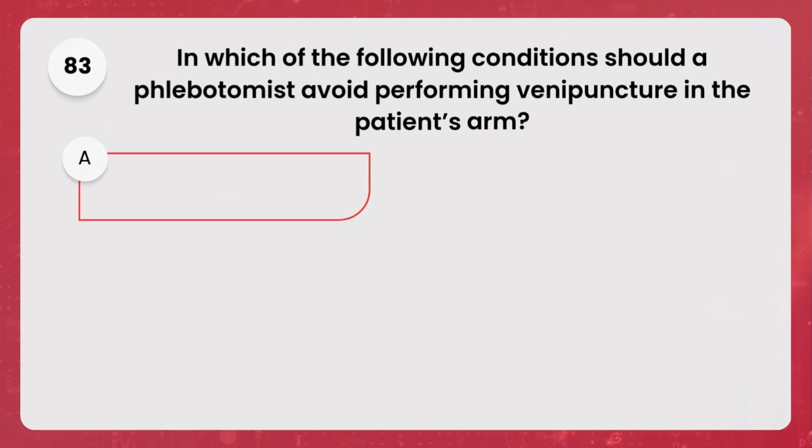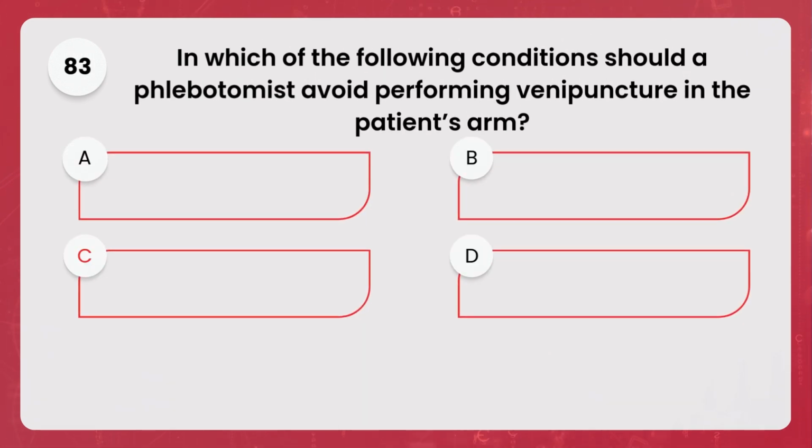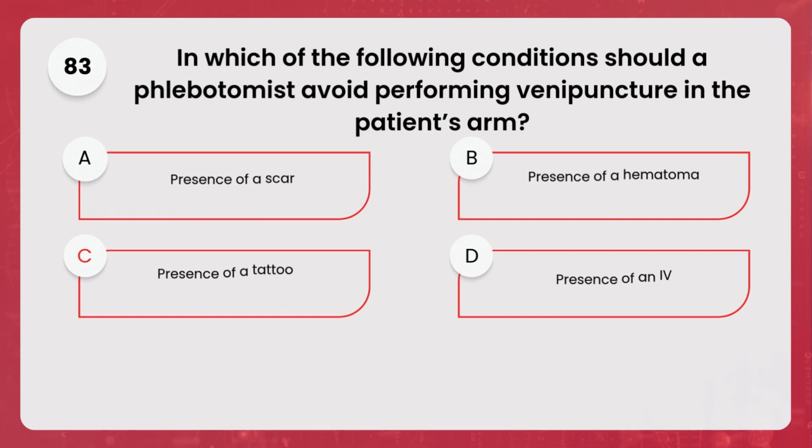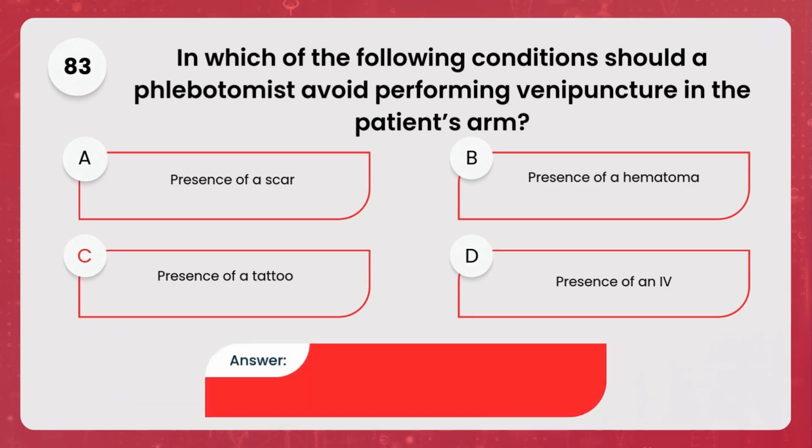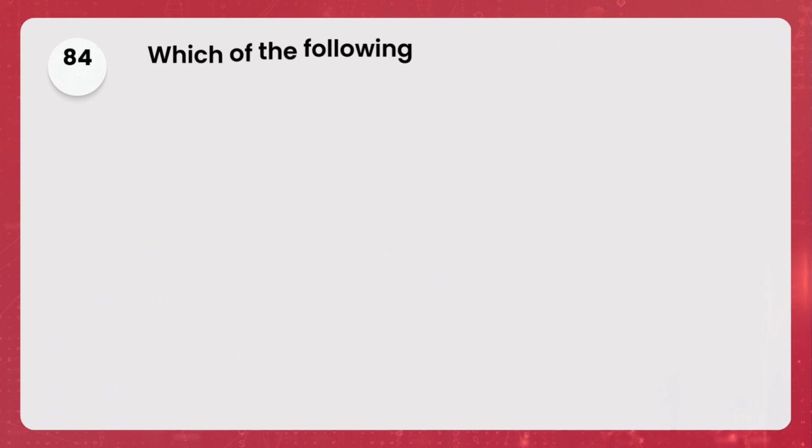Number 83. In which of the following conditions should a phlebotomist avoid performing venipuncture in the patient's arm? A. Presence of a scar, B. Presence of a hematoma, C. Presence of a tattoo, or D. Presence of an IV? The answer is D. Presence of an IV.